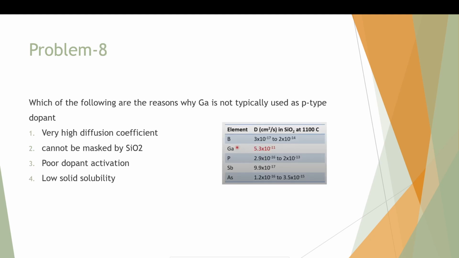Okay. Which of the following are the reasons why gallium is not typically used as a p-type dopant? So again, the image is self-explanatory here.